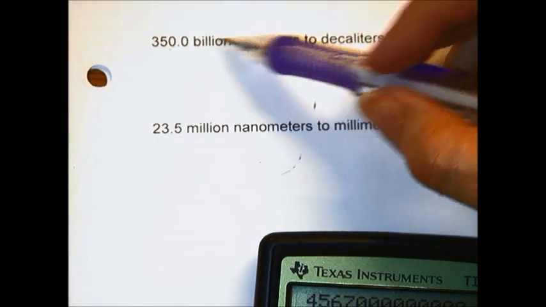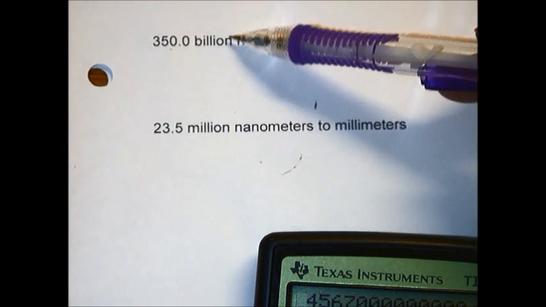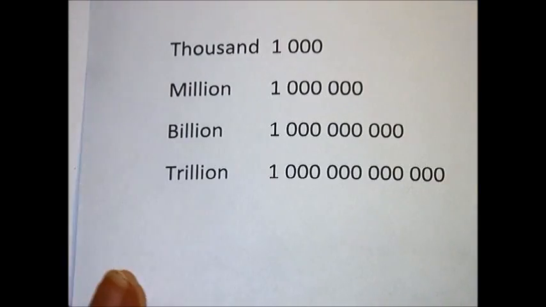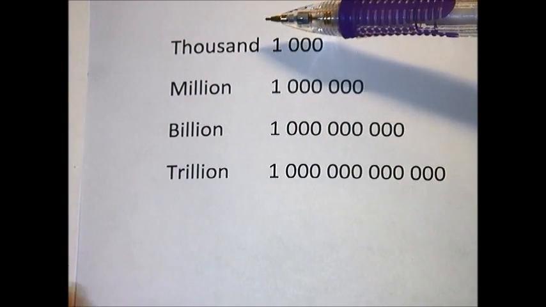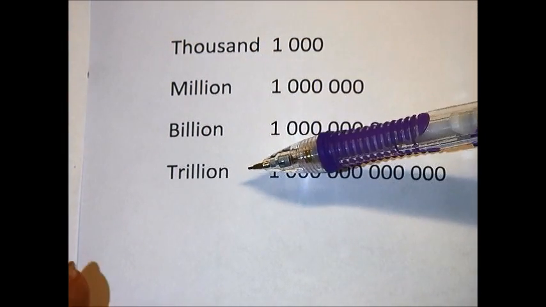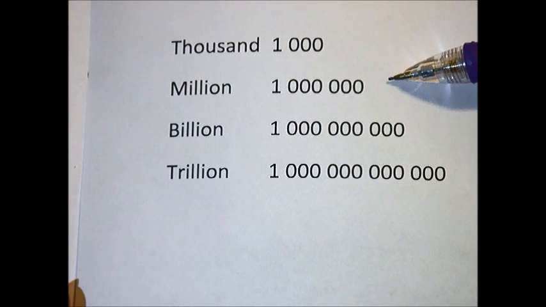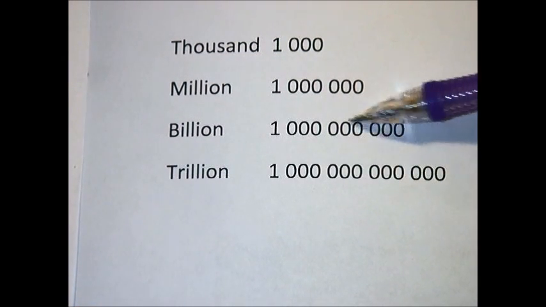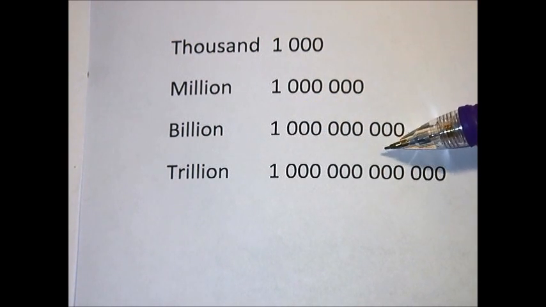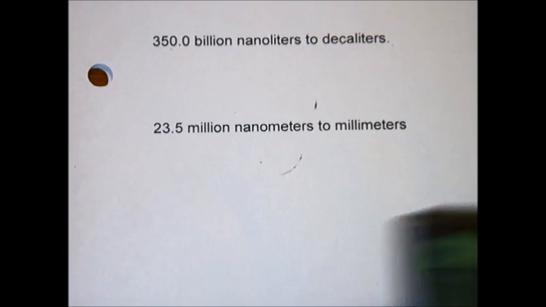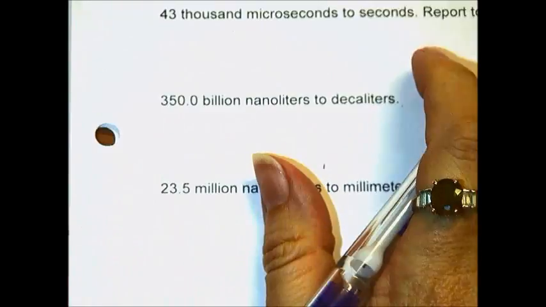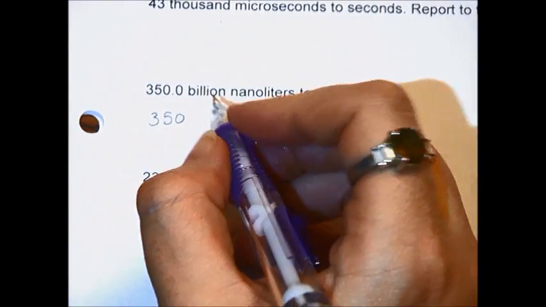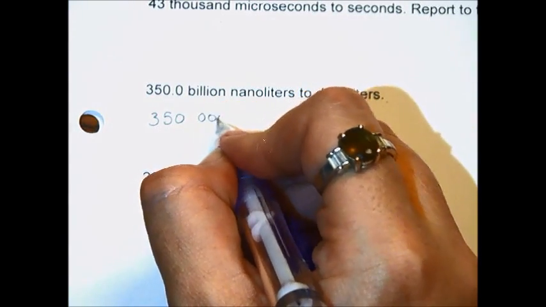So again, I'm going to start with my first thing here. But first I have to figure out what billion means. Well, if you just think about it like this, it goes thousands, millions, billions, trillions. And all that happens is we add an extra 3 zeros on each time. So a billion has 3 sets of 3 zeros, or 9 zeros added to it. So I'm going to take this number here, 350, and then I need to add on 3 sets of 3 zeros.